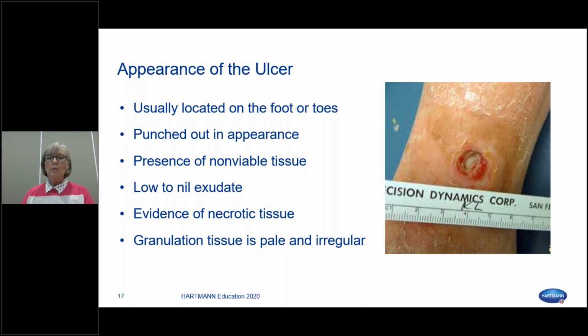The ulcers themselves look punched out, as if somebody's gone over the leg with a melon baller and scooped out large chunks of tissue on the toes or on the lower leg. They have non-viable tissue present at the base of the ulcer with little or no exudate, as there's just nothing getting down there, so there's not going to be any fluid at all. And the granulation tissue looks pale and unhealthy.